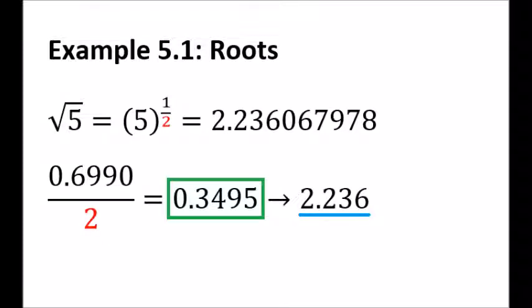Log tables can also be used to find roots. We will start with square roots. A built-in function on a calculator, or Newton's method, will give the square root of 5 as 2.236. To take square roots, divide the log of 5 by 2, then perform a reverse table lookup. That gives us 2.236.